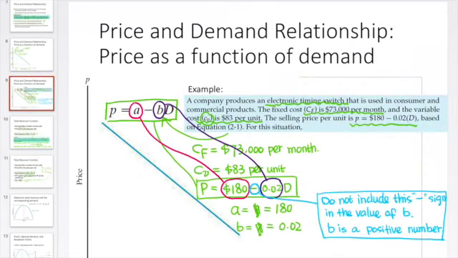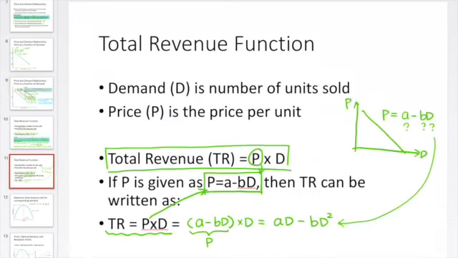For example, in this case, we know that A is 180 and B is 0.02. So if we also know a demand D, the number for that, we can easily calculate the total revenue. Okay, in case you are very interested in the revenue, that's the number you can have. That's the way you calculate it.